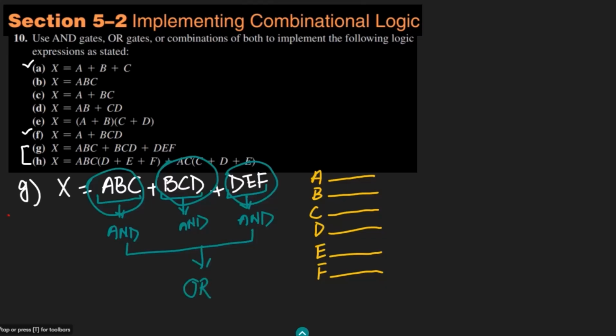Let me draw them here. The first gate here is between A, B and C, so this is the AND gate. So here, 3 inputs.